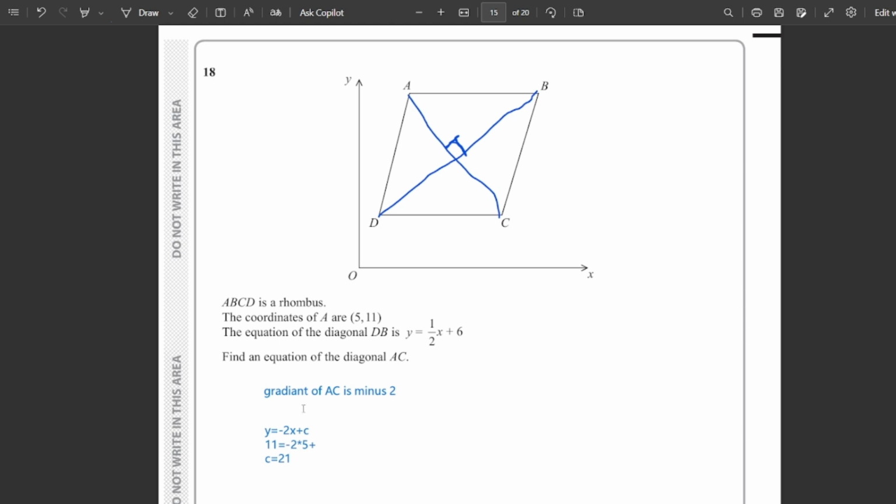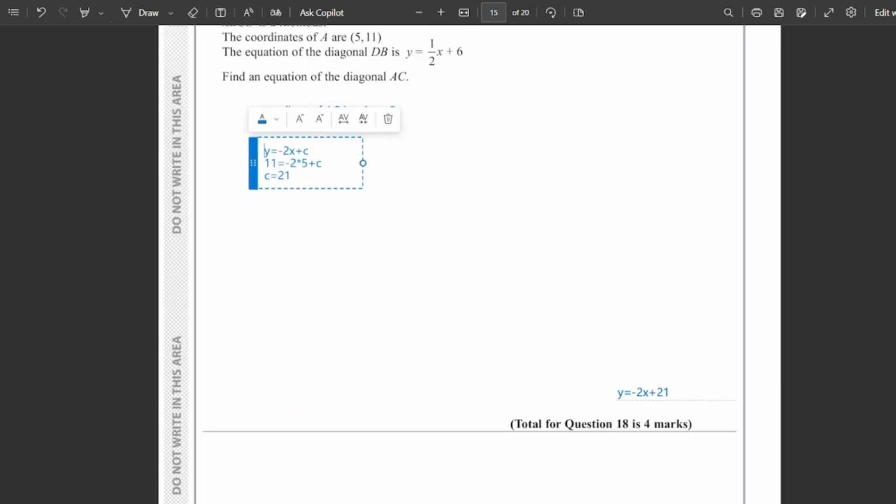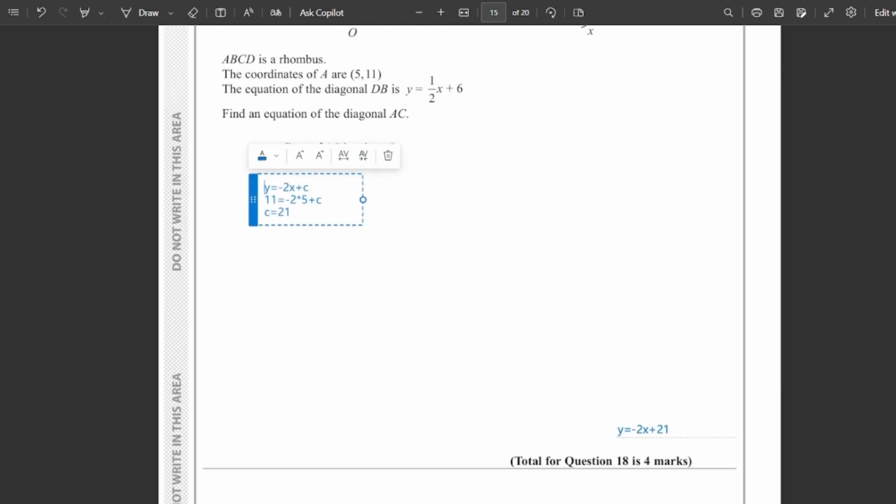So I did that here. The gradient of AC is minus 2. Negative reciprocal of a half is minus 2. So it's y equals minus 2x plus c. You then sub 5 and 11 in. You then get 11 equals minus 2 times 5 plus c. And then you get c equals 21. So then you just sub that back in, and your final equation of the diagonal AC is y equals minus 2x plus 21.